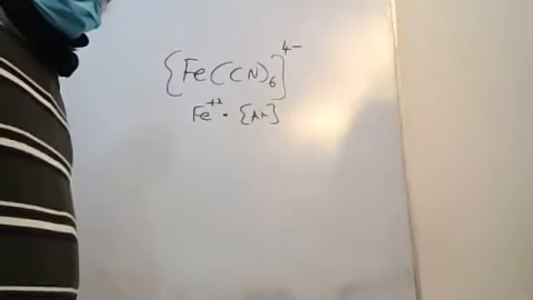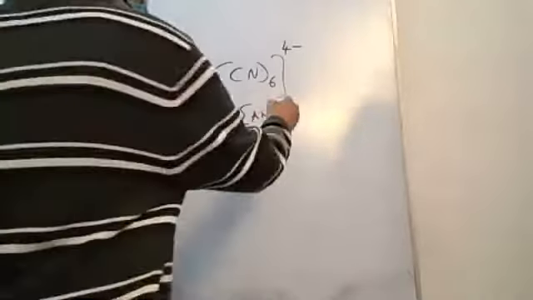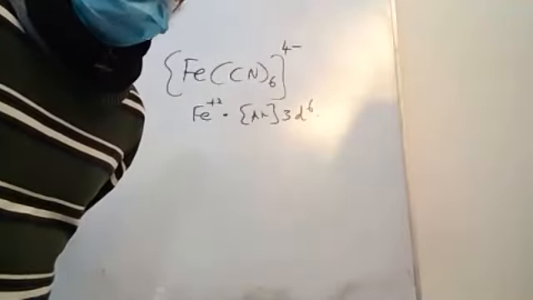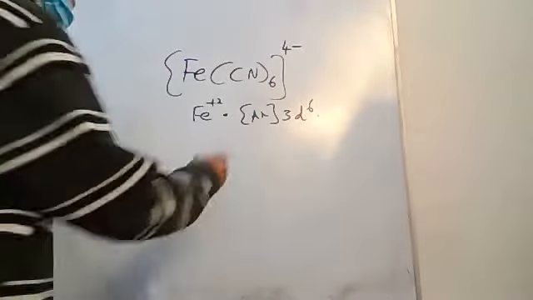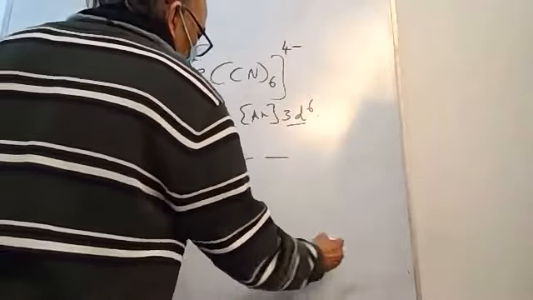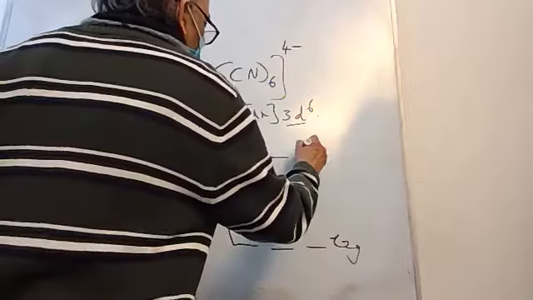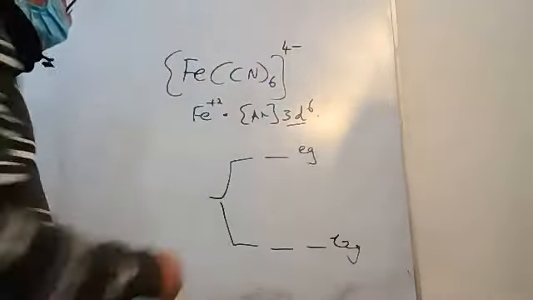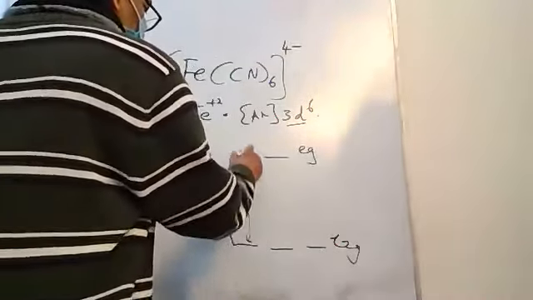Argon? 3d6. All right. Now, these d orbitals will split into two sets, T2G and EG. What do you think the delta is, large or small here?